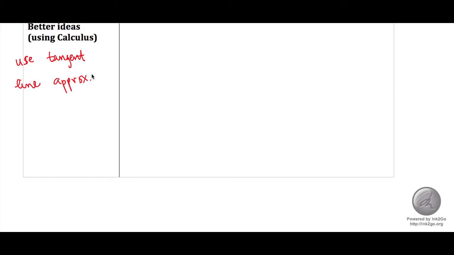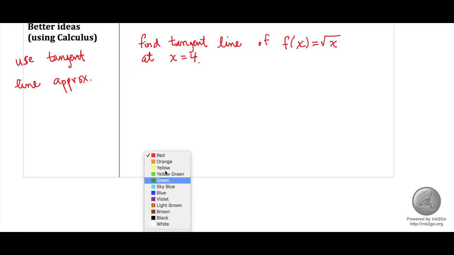Alright, so the better idea for how to approach this approximation is to use calculus, and in particular tangent line approximation. I'm going to complete this problem, and then we'll review and understand a little bit better why it works. So what we're going to do is find the tangent line approximation of f of x equals root x at x equals 4.